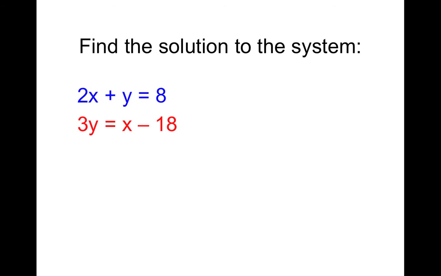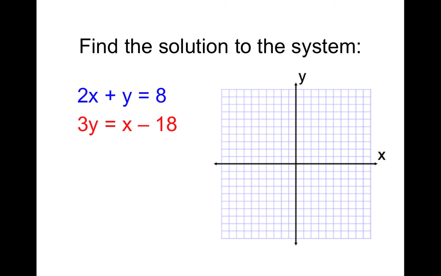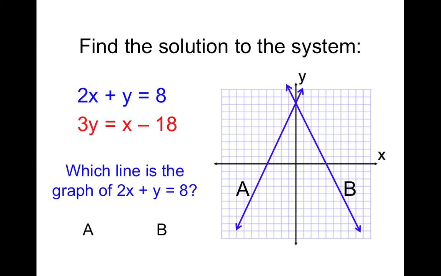Let's take what we've learned and solve a new problem. Find the solution to the system. 2x plus y equals 8, and 3y equals x minus 18. We're going to graph both of these lines and see where they intersect. Which line is a correct representation of the blue equation, 2x plus y equals 8? It would help to look at the slope and the y-intercept once you put it into y equals mx plus b form. Make your choice when you're ready.